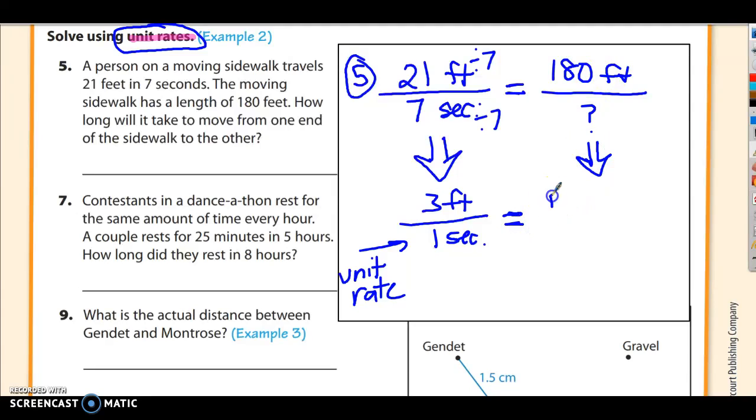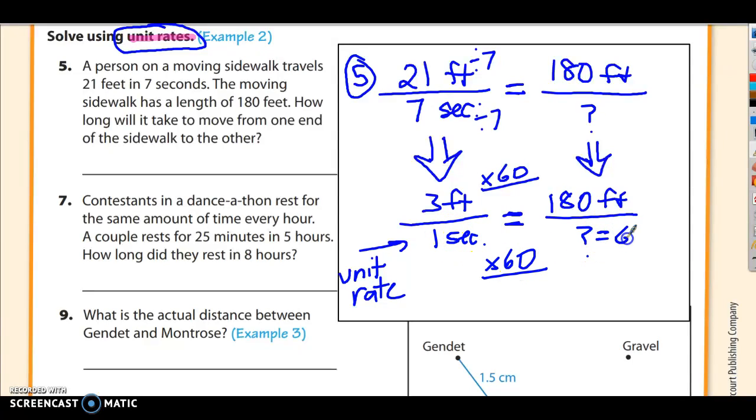It's going to be 180 feet over question mark seconds. And I can now finish this problem because 3 goes into 180 60 times. It's kind of like 3 goes into 18 6 times. So 3 goes into 180 60 times. If you multiply the first term by 60, you have to multiply the second term by 60. And that's super easy. 1 times 60 is 60 seconds. And that's the answer, 60 seconds.